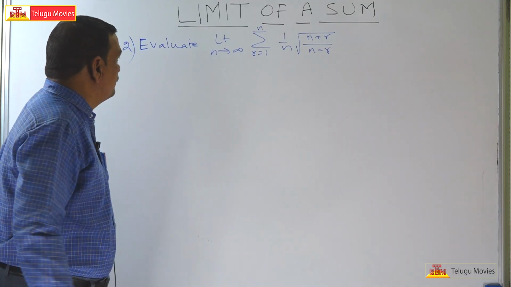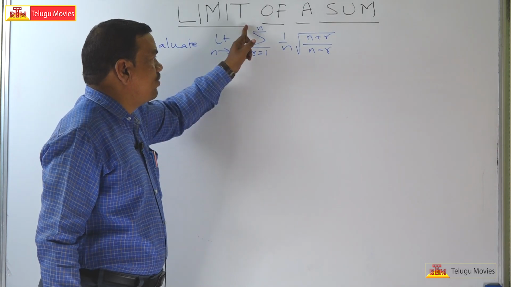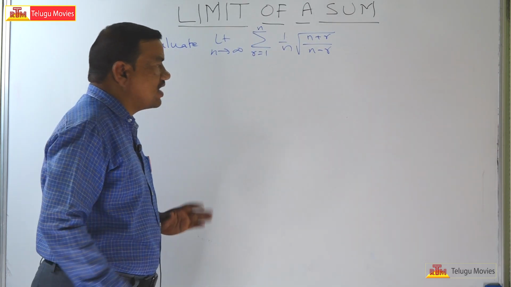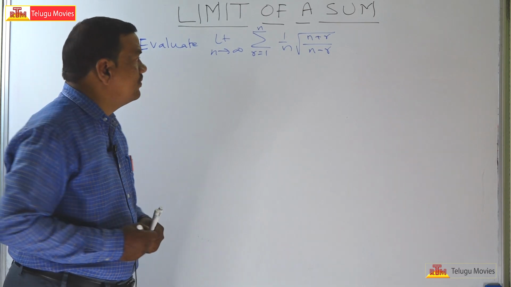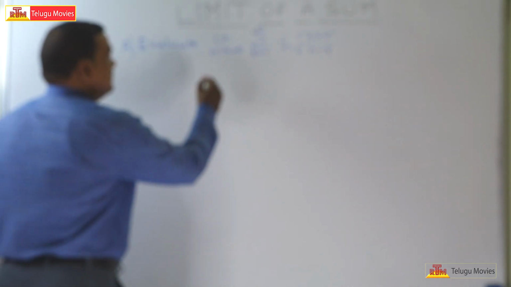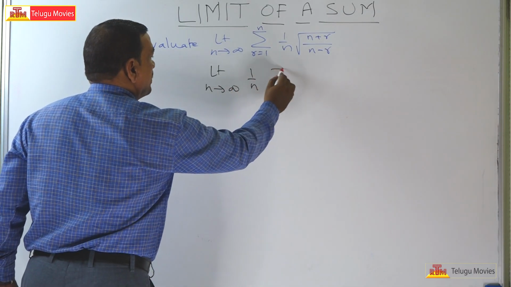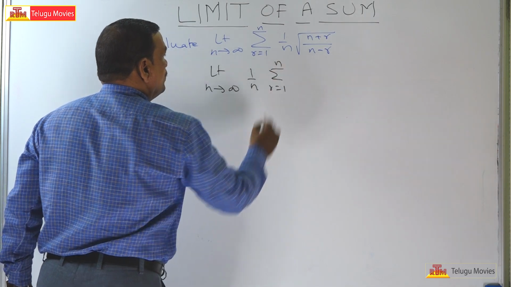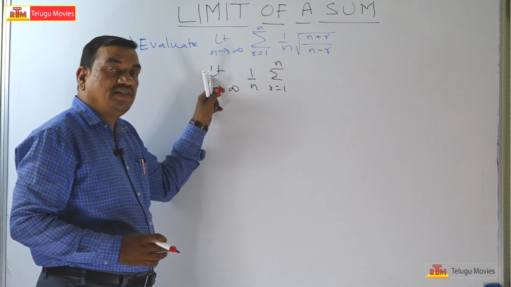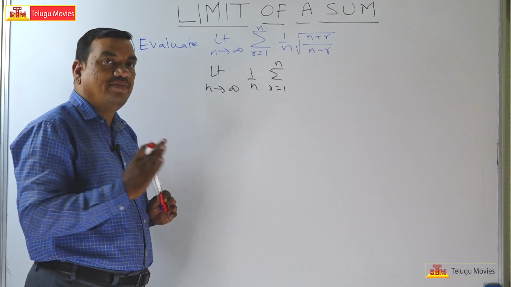Welcome to this problem. Evaluate limit n tends to infinity, sigma r runs from 1 to n, 1 by root of n plus r by n minus r. Very easy problem. Here limit is there. Take 1 by n, r runs from 1 to n. So limit is there, 1 by n is there, sigma is there. All three should be side by side.